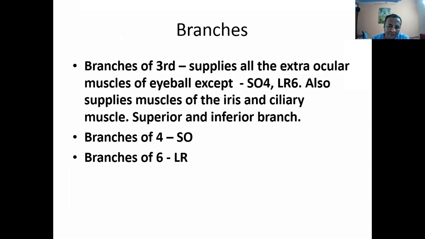Now, course in the orbit: the third nerve supplies all the extraocular muscles of the eyeball except SO4-LR6. It also supplies the muscles of the iris and ciliary muscle, through the superior and inferior branch. Branches of the fourth supply only superior oblique. Branches of the sixth supply the lateral rectus. So fourth and sixth only supply one muscle.